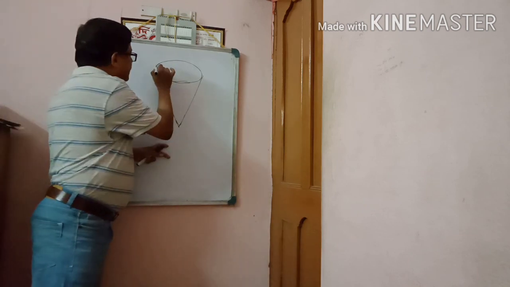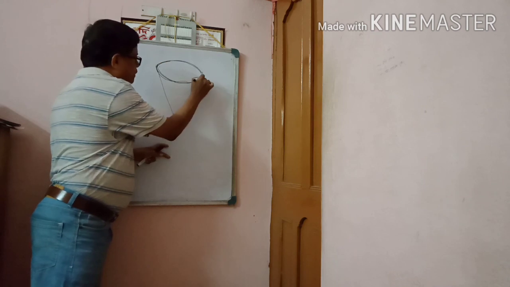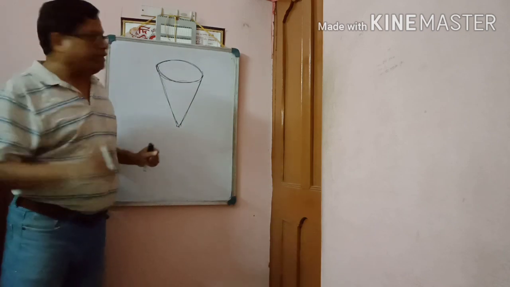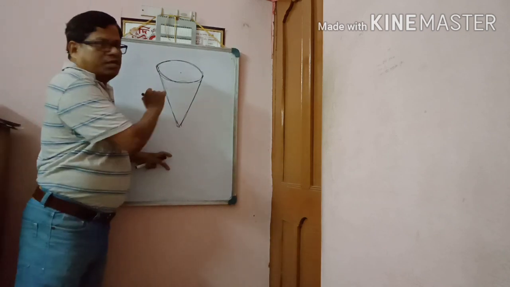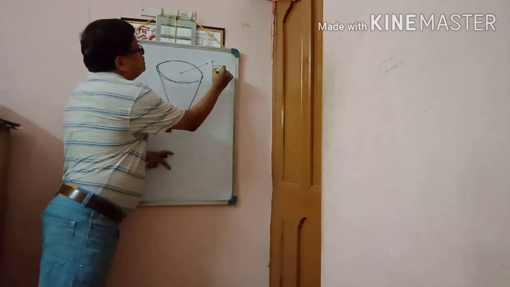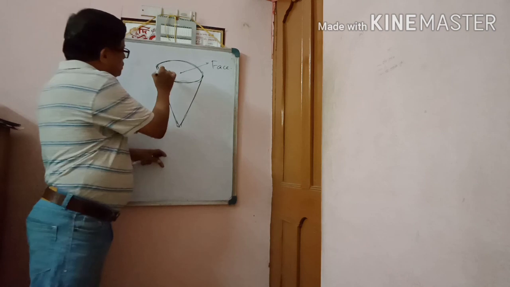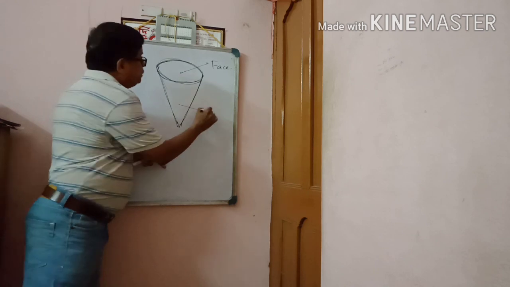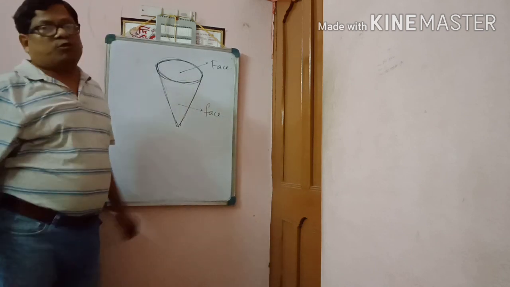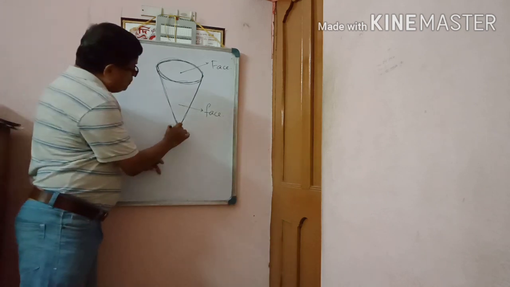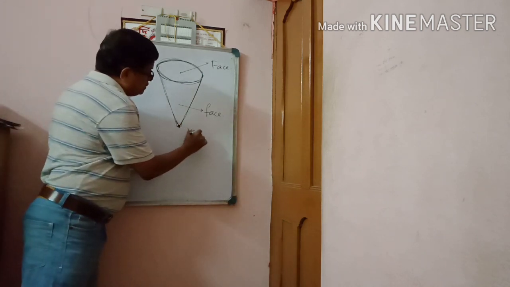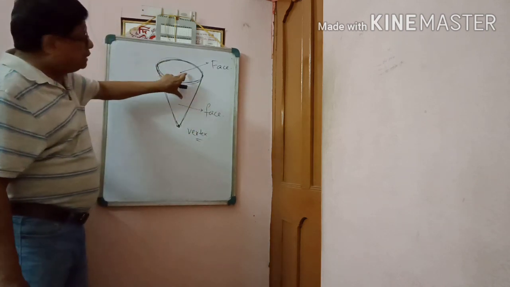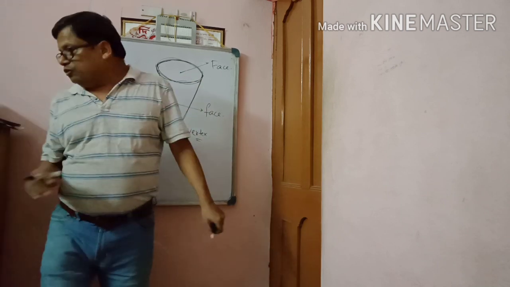Now this is a right circular cone. See this part. How many faces are there? Look here. This is one face, which is a circle. And this is a curved face. This is also a face. So the number of faces is 2, and this is the vertex. There is one vertex. This is an example of a solid figure.